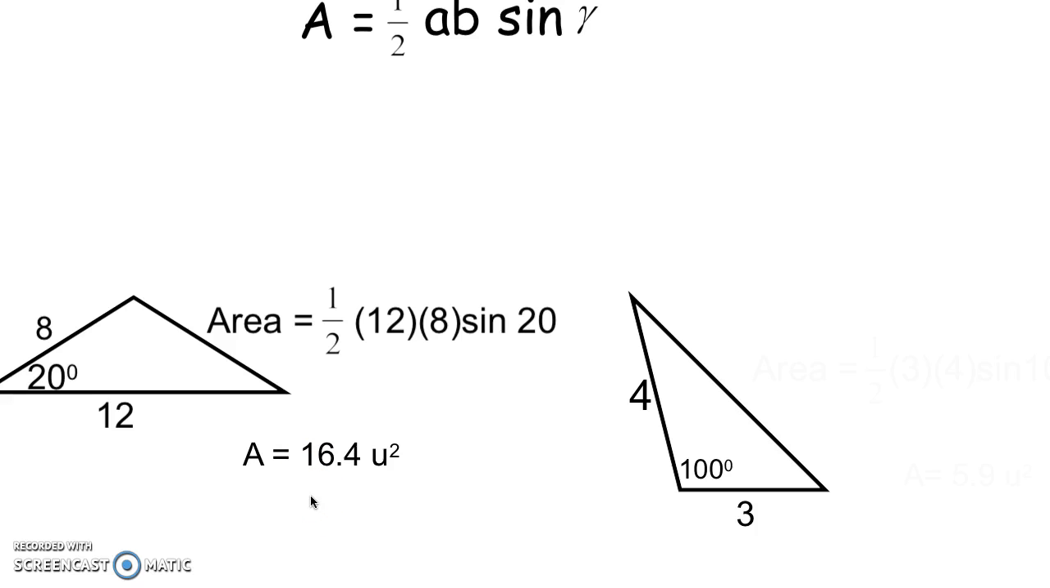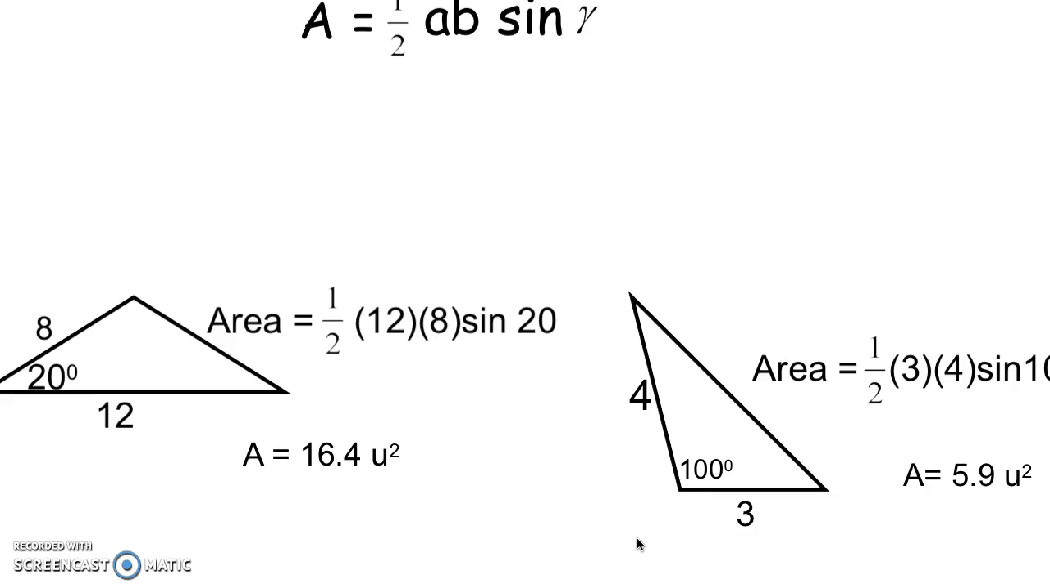The formula also works for an obtuse triangle where we would draw our height outside of the triangle, such as in the second example, where the obtuse angle is 100 degrees. We would still calculate the area by doing 1/2 the 3 times the 4 times the sine of the angle. And if we do that calculation, we would get 5.9 units squared for its area.